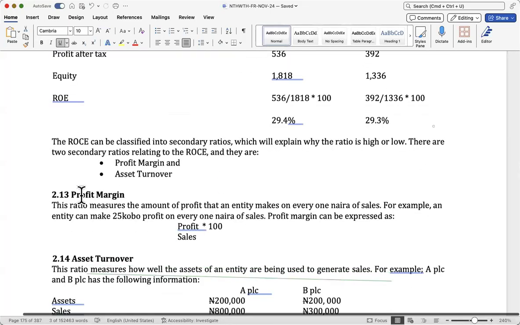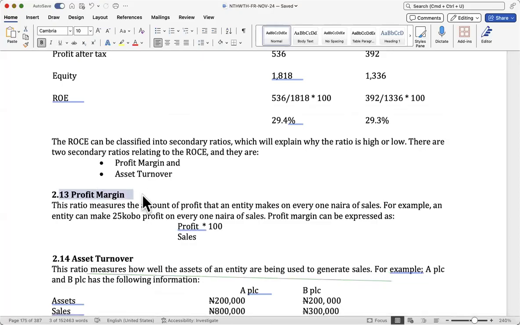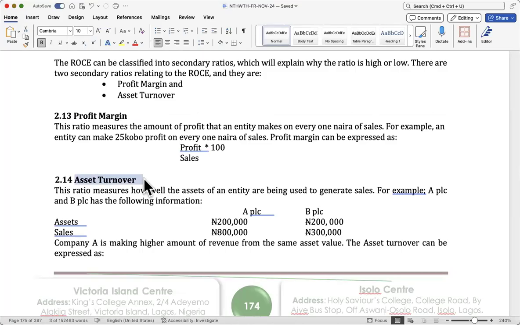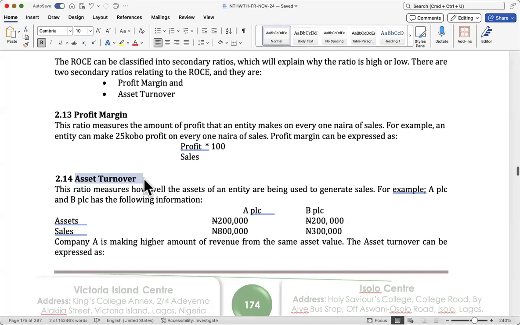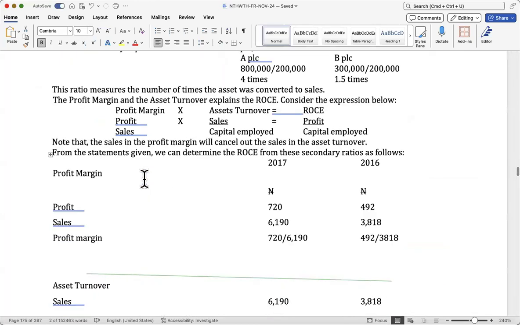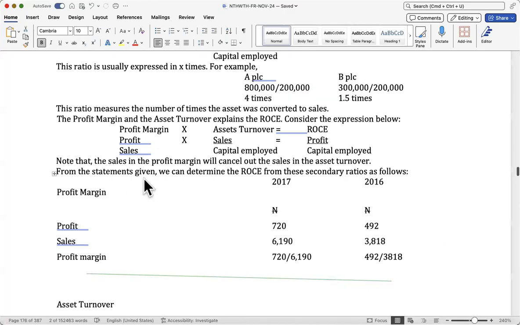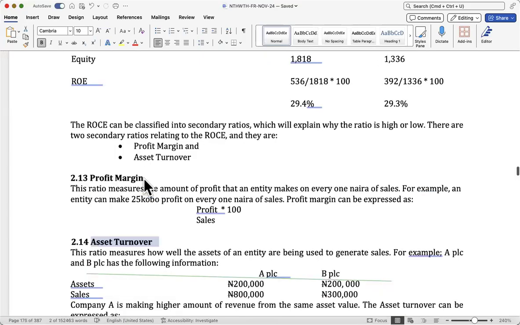Another one is profit margin, which is the amount of profit you make on every one naira of sales. There is asset turnover, which is how many times you're able to convert your assets into sales. Okay, so those are the profitability ratios that you would commonly have in the exam. Any questions?